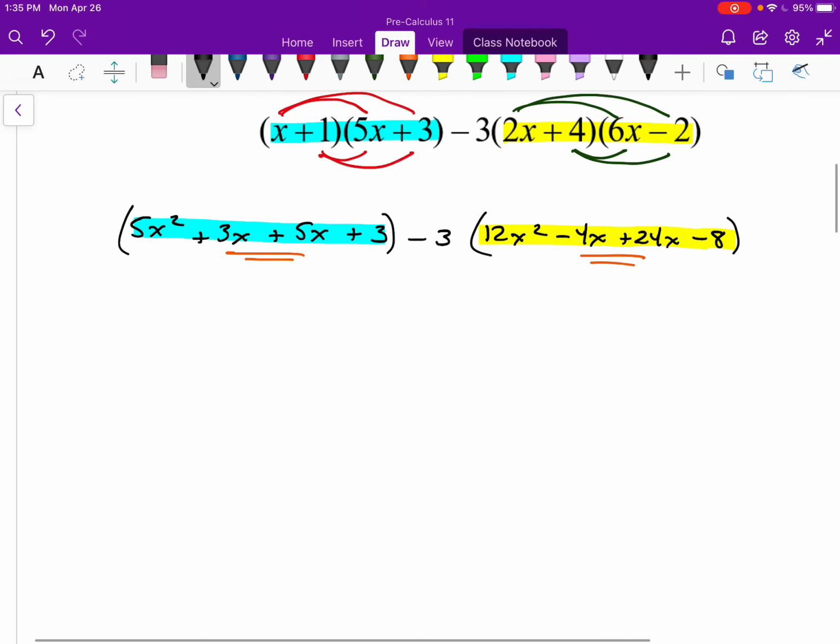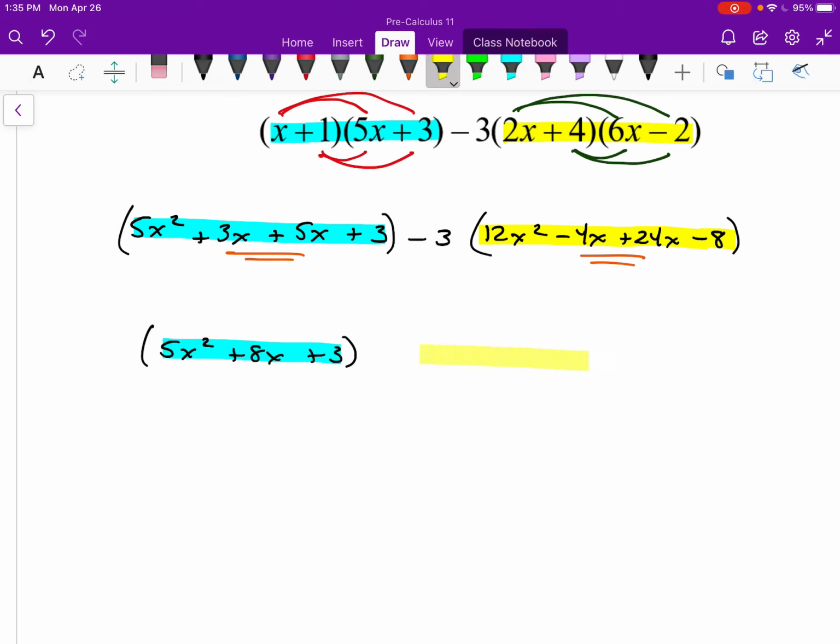And so on the part that's highlighted in blue, this simplifies down to 5x squared plus 8x plus 3. And what's highlighted in yellow, combine these like terms. Again, negative 4x plus 24x is plus 20x minus 8. All right, now I'm going to distribute the negative 3. I could have done it earlier, but I want to do it now.